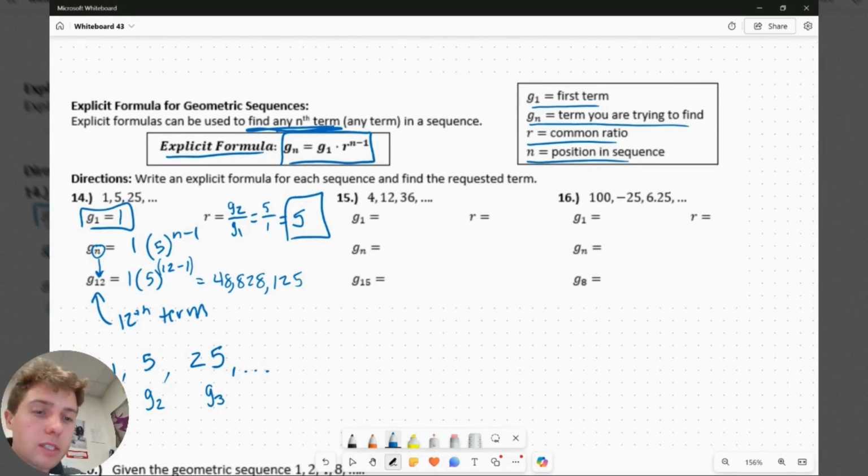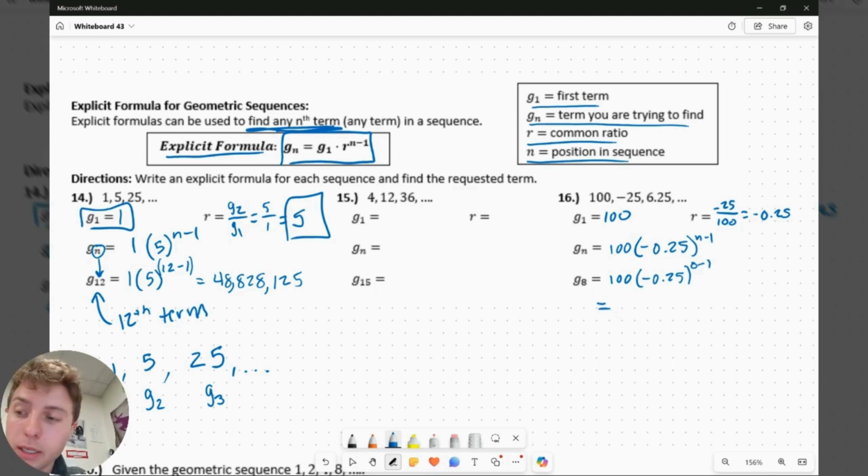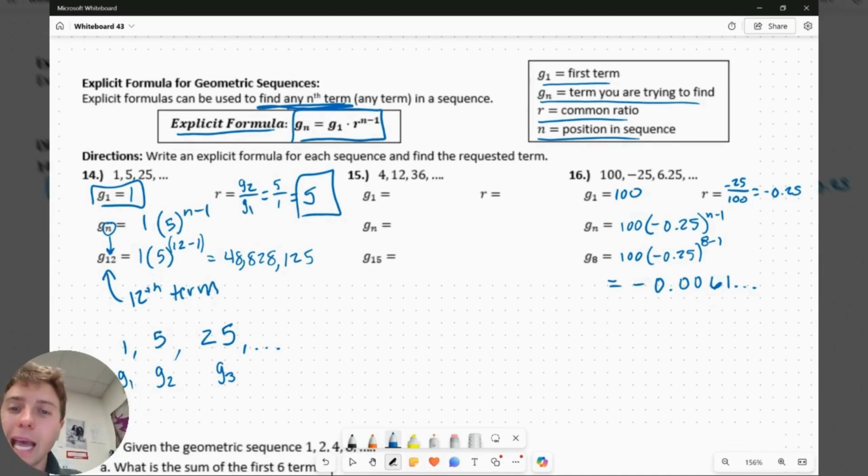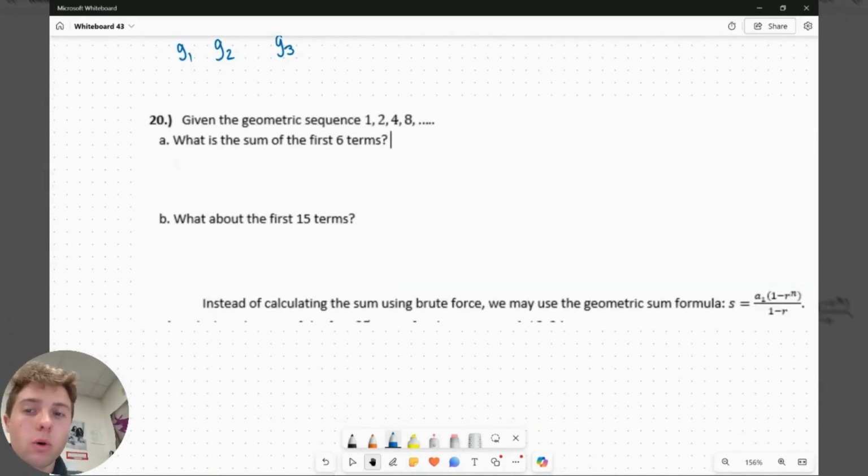The same process can be done with these other ones as well. Some people don't like number 16 because the ratio gives them some decimal, but that is okay. It doesn't matter if the ratio is a decimal. You can still create your formula with that. It doesn't matter if it's negative. You can still create the formula. If I did do number 16, I would get something like this. Again, replace the n with the 8th term, and you could type it into your calculator, get negative 0.0061 and some other values. Okay? There is finding any term in the sequence using an explicit formula.